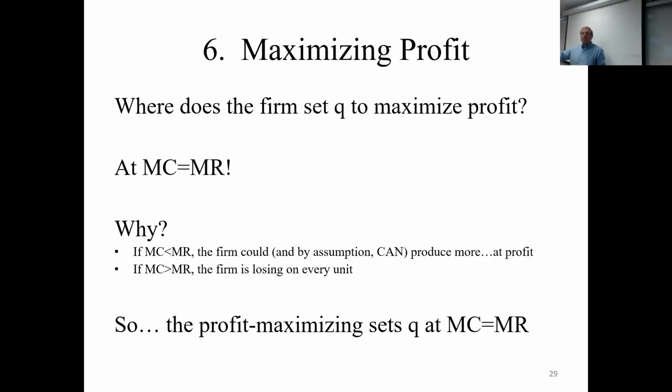If I expect to make more than the cost of production, I should be producing more because I'm leaving money on the table. If I expect that it's going to cost me more to produce it than I'm going to make, then I should not, because I will be losing money on that next unit. Then from there, we can determine what the averages are, et cetera. But that's our work for next week.